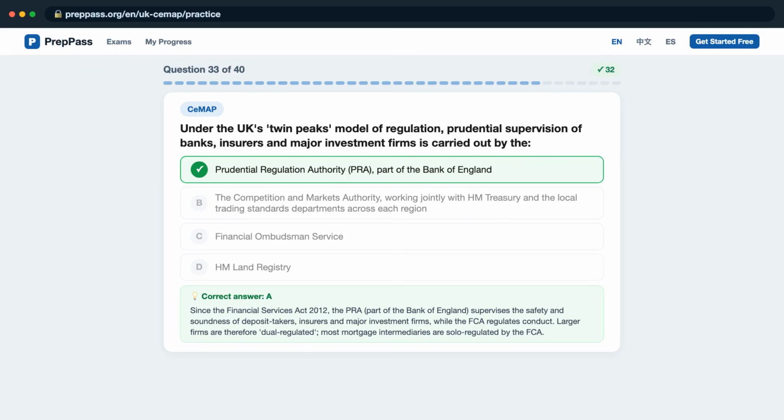The correct answer is A. Since the Financial Services Act 2012, the PRA, part of the Bank of England, supervises the safety and soundness of deposit takers, insurers and major investment firms, while the FCA regulates conduct. Larger firms are therefore dual regulated. Most mortgage intermediaries are solo regulated by the FCA.